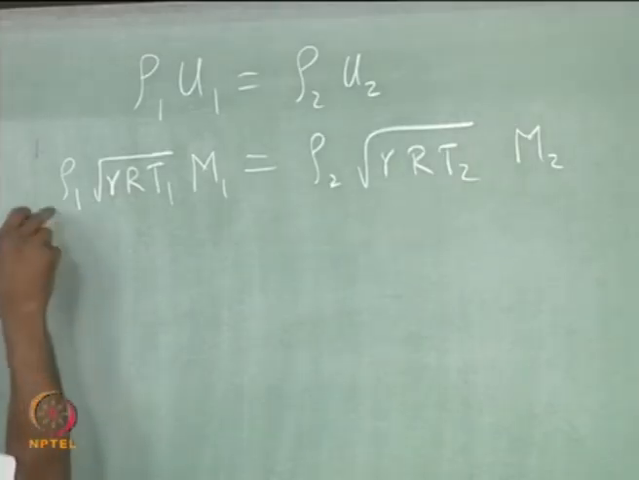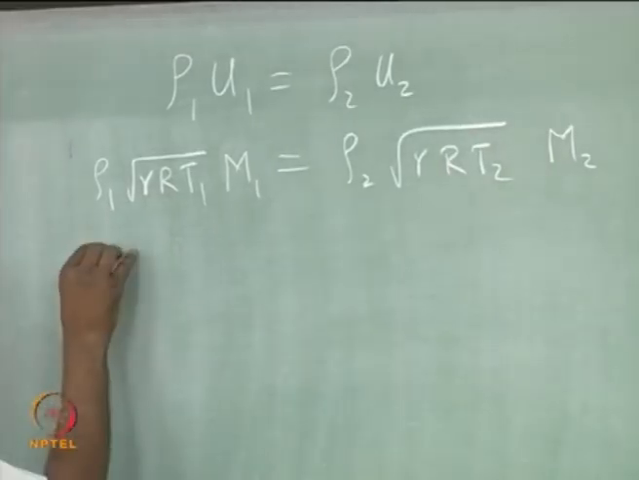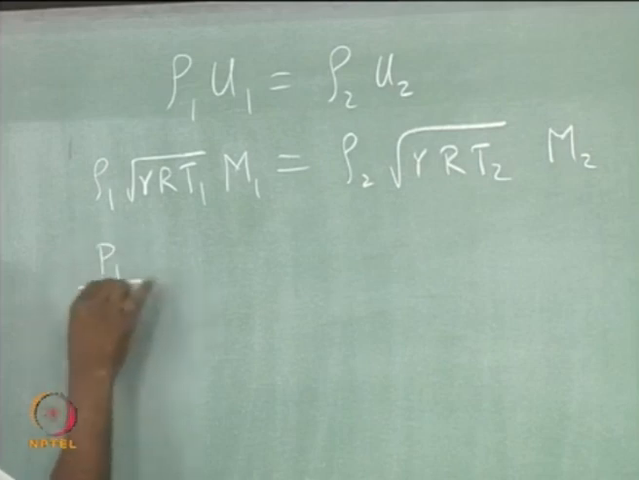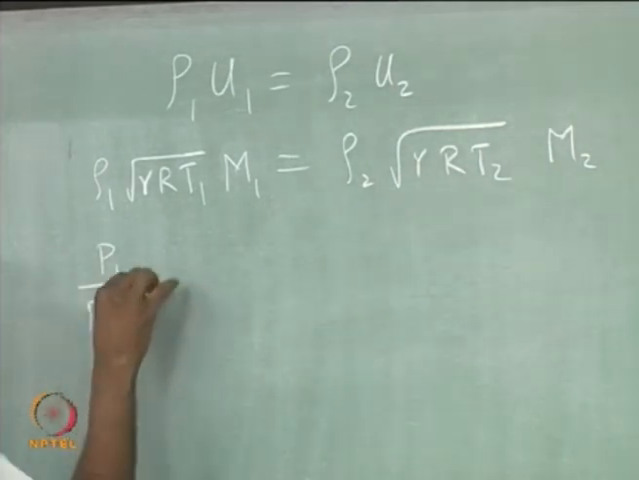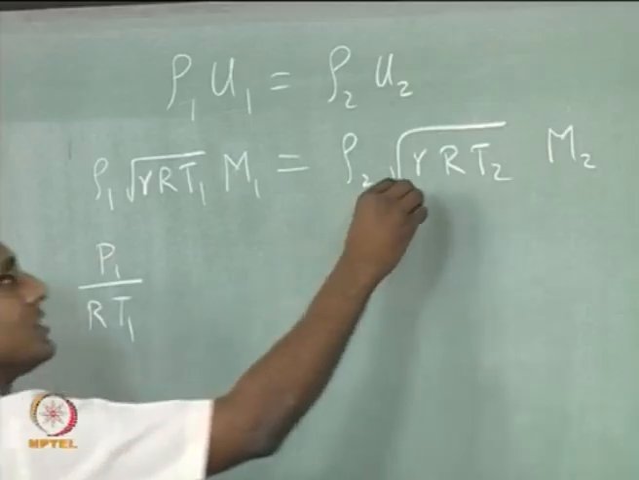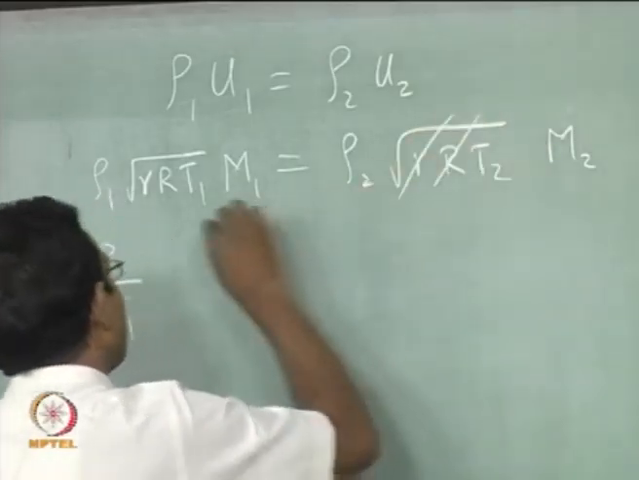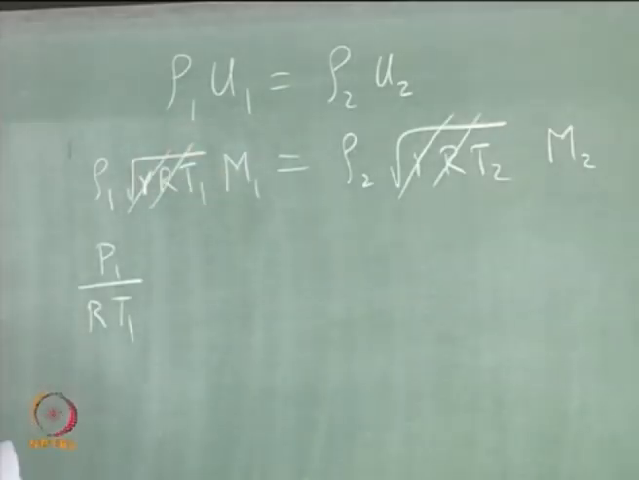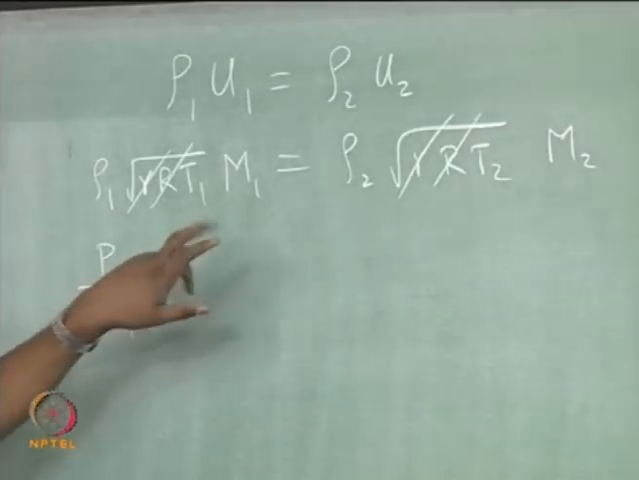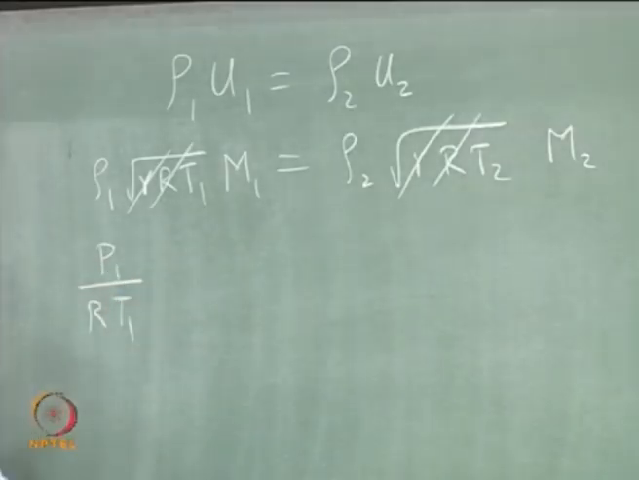So, I will write rho as P by R T. So, I will come out to P1 by R T1, and I will just remove this square root of gamma R from both sides. They are equal anyway. The square root of T1 and square root of T2 still remains.